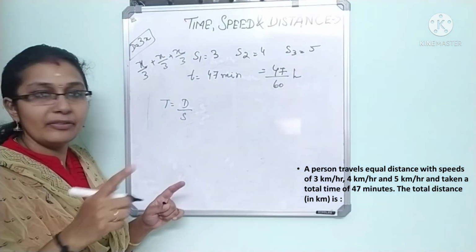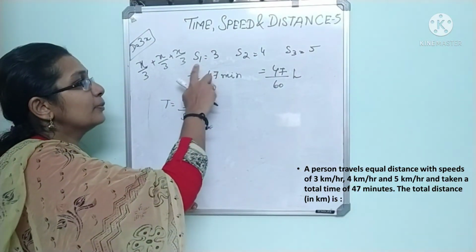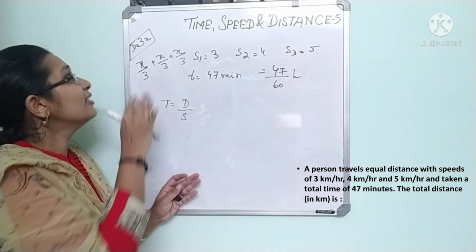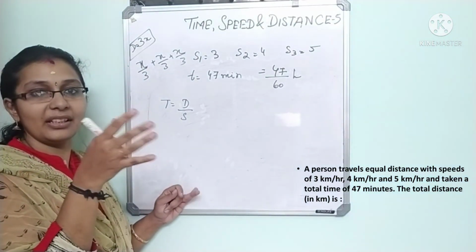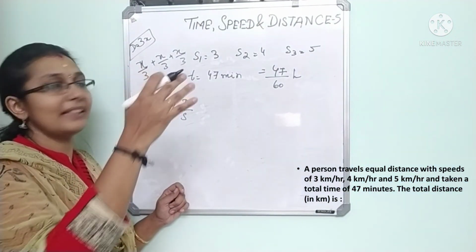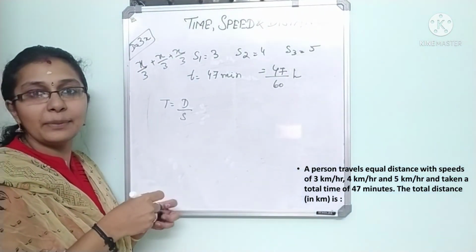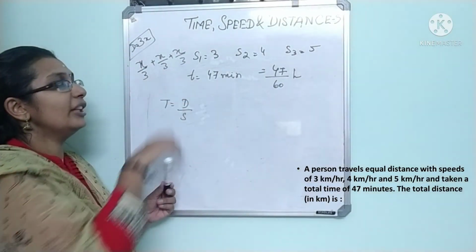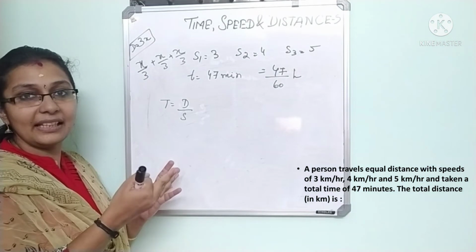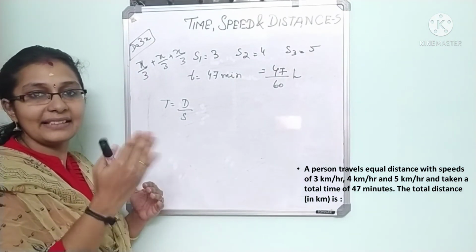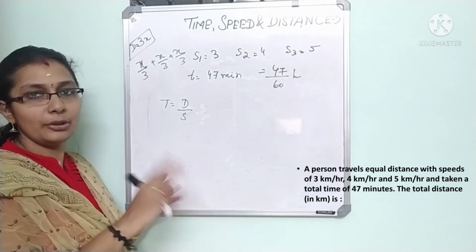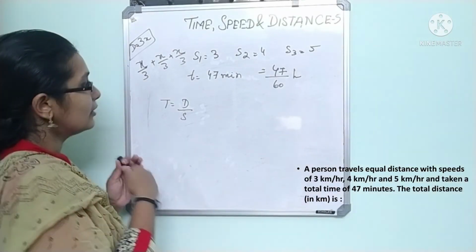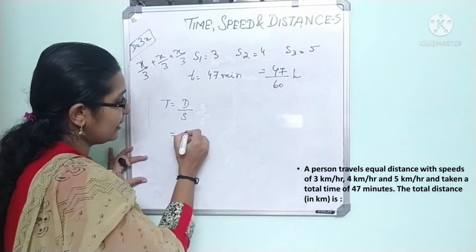So at each speed he covers a distance of x kilometers. Clear? So x plus x plus x is 3x. You can easily split that. Instead of having this denominator, you can keep it as 3x. So 3x means x plus x plus x. You can split like that so that you may not have any denominator. So each distance is x.